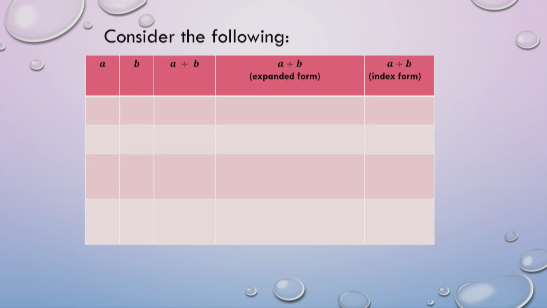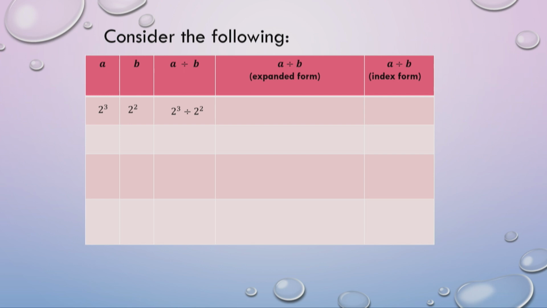Now we move on to the next part. Let us consider the following. So here we will have a divided by b instead of a multiplied by b. Let us consider the following: 2 to the power of 3 for a and b 2 to the power of 2. Now a divided by b will give me 2 to the power of 3 divided by 2 to the power of 2.